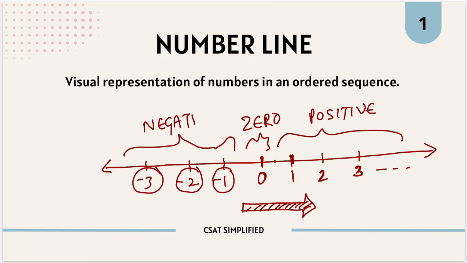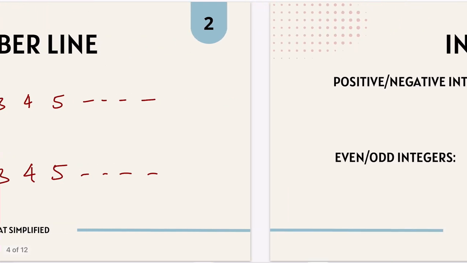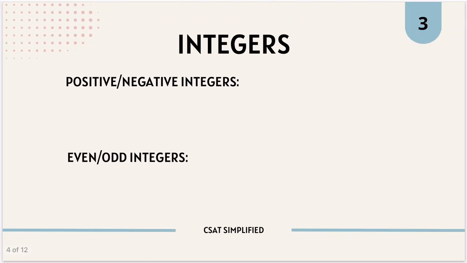So how is it different from a whole number or a natural number? Natural numbers did not have 0 or negatives with them. Whole numbers did not have negatives with them, but integers are everything starting from -3, -2, -1, 0, 1. So it includes everything: 0, positive integers, and negative integers, right? So what are positive integers? Those which are on the right side of 0. Right of 0 are the positive integers.